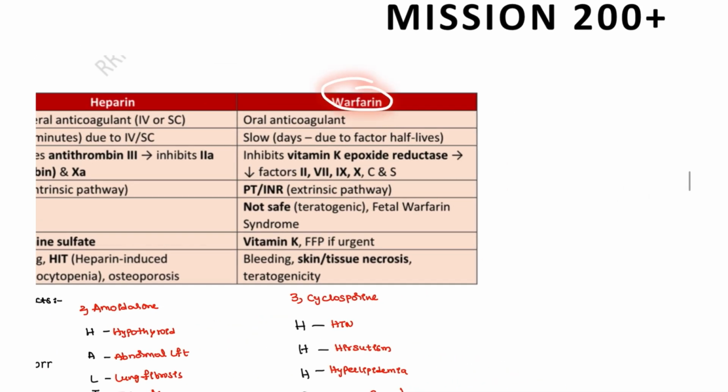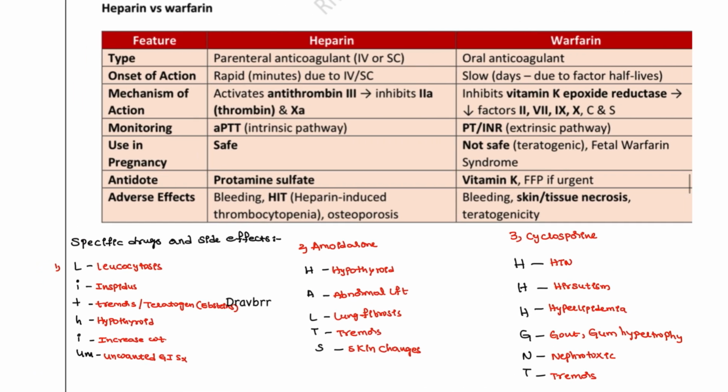And warfarin is an oral anticoagulant with very slow action. It inhibits vitamin K. Vitamin K is important for factor 2, factor 7, factor 9, factor 10 and also protein C and S, so it will disturb the extrinsic pathway. So you have to monitor PT and INR. It is not safe in pregnancy because it will cause fetal warfarin syndrome. Vitamin K is the antidote, and skin tissue necrosis and teratogenicity are the warfarin toxicity.